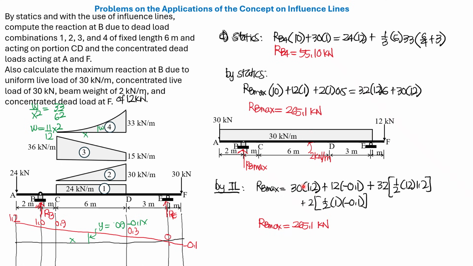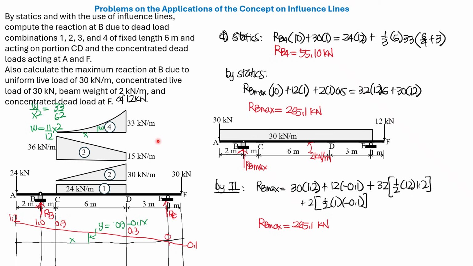So by statics, RB max is 265.1 kilonewtons. And using the concept of influence lines, RB max is 30 times 1.2 plus 12 times negative 0.1, then plus 32, this part here, times 30 plus 2, times this area of this triangle, which is 1/2 of 12 times 1.2. And there is a portion of the dead load that lies on this negative area here. It is 2 kilonewton per meter, and the area is 1/2 of 1 times negative 0.1. So calculating, RB max is also 265.1 kilonewtons.